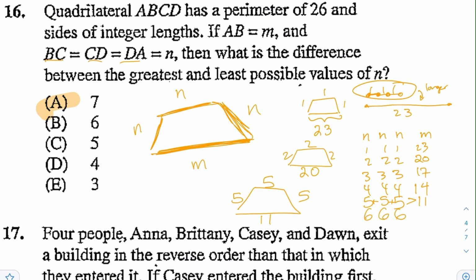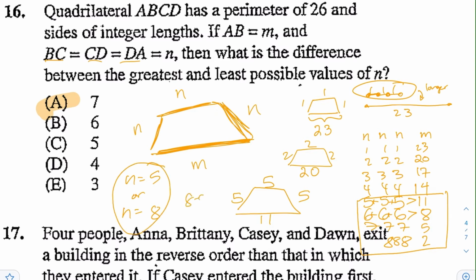So 6, 6, 6, again, that is greater than the last piece, which would be, I'm sorry, not 9, it would be 8. And then 7, 7, 7 would be compared to 5. Finally, 8, 8, 8 with 2. And you can't have 9, 9, 9 because that would be a perimeter of greater than 26. So these are the only possible values. So N could actually be 5 or N could be 8. So the difference between 8 minus 5 would be just 3. And there's a typo here. The answer is choice E.